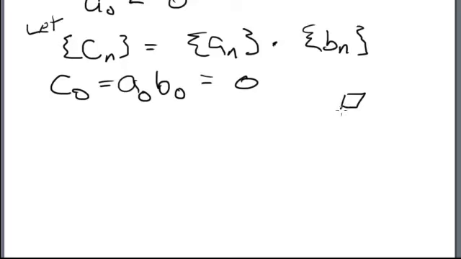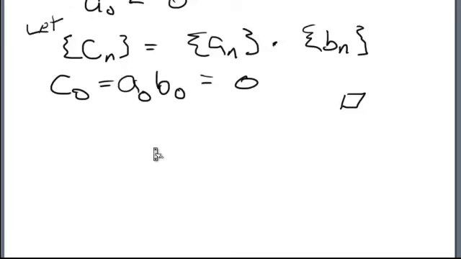So now we've completely described multiplicative inverses. If the sequence has a non-zero constant term, then it has a multiplicative inverse. If the sequence has 0 as its constant term, then it has no multiplicative inverse.